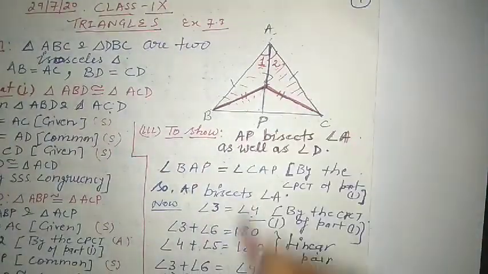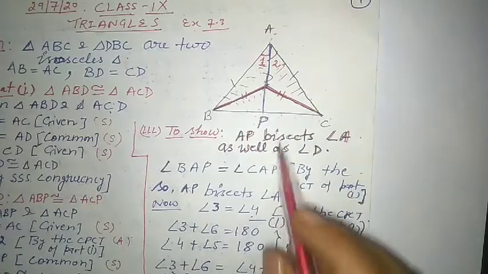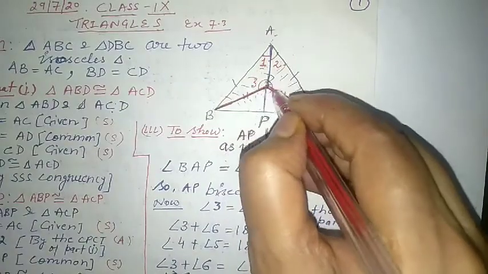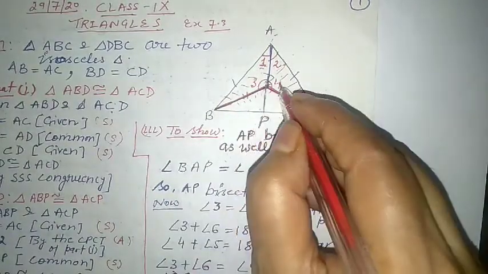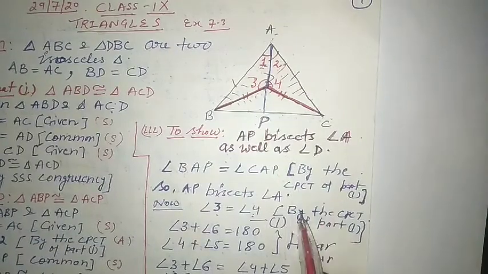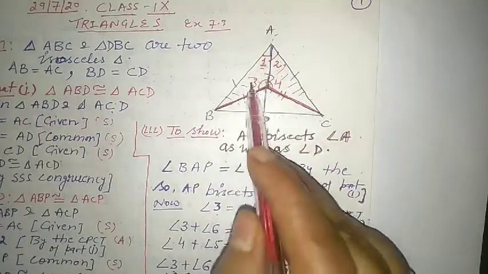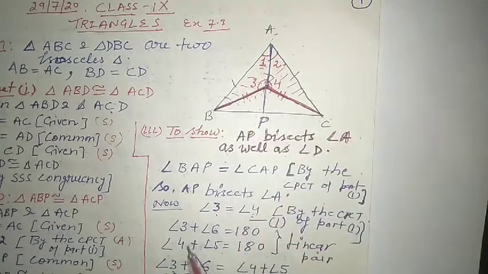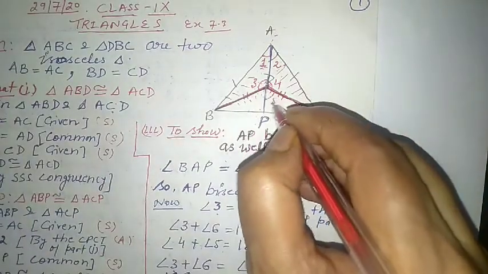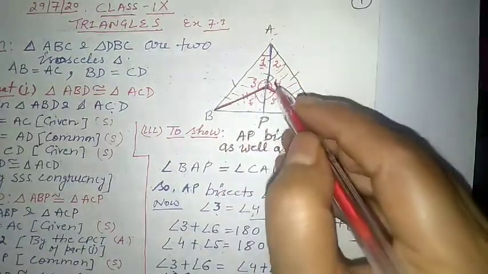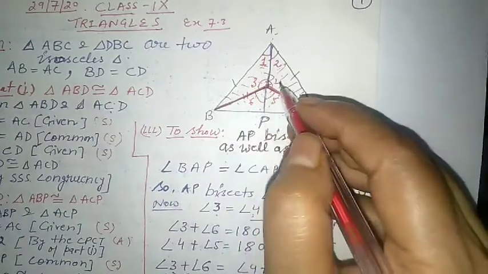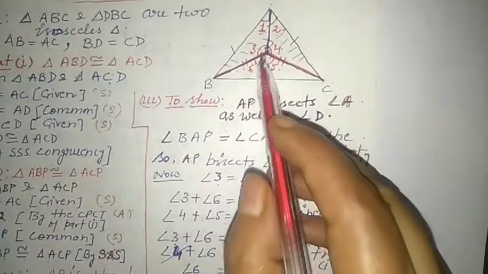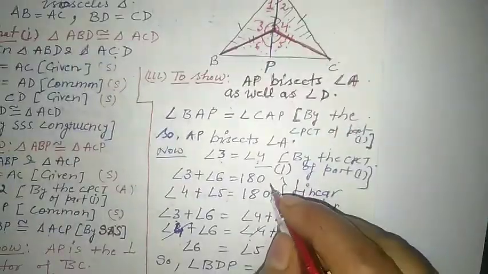Now in this question, further we have to prove that AP bisects angle D also. If we take this as 3 and this one as 4, angle 3 is equal to angle 4 by the CPCT of part first, by the congruency of these two triangles done in the first part. Now if we take this angle as 5 and this one as 6, we can see a straight line. So angle 4 plus angle 5 is equal to 180 degrees. Similarly, angle 3 plus angle 6 is equal to 180 degrees.